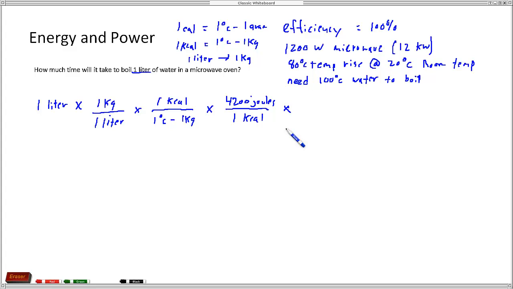Now what else can we do here? Well, we know we've got a 1200 watt microwave oven, but what does 1200 watts mean? 1200 watts really means 1200 joules per second. Okay, so we've got a conversion factor here that's going to relate joules to seconds, which is what we're really looking for here. It's one of the things that we really need to know.